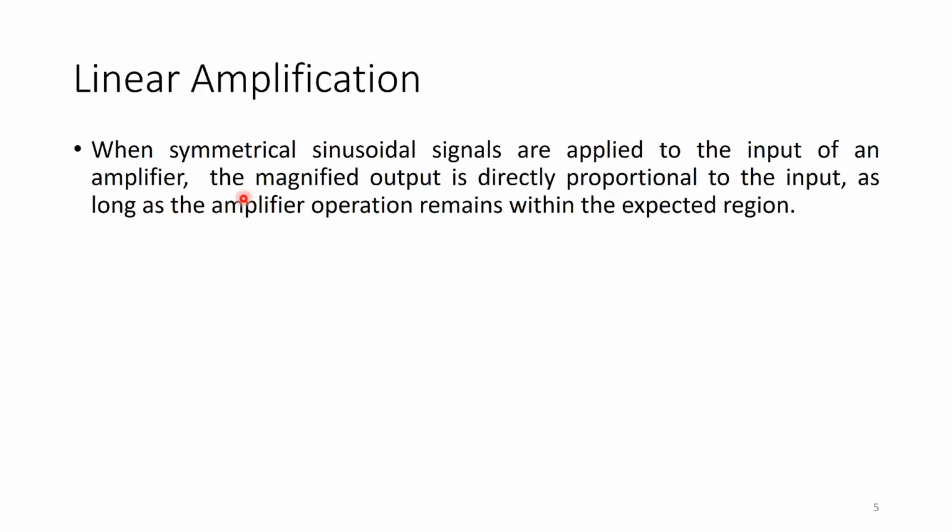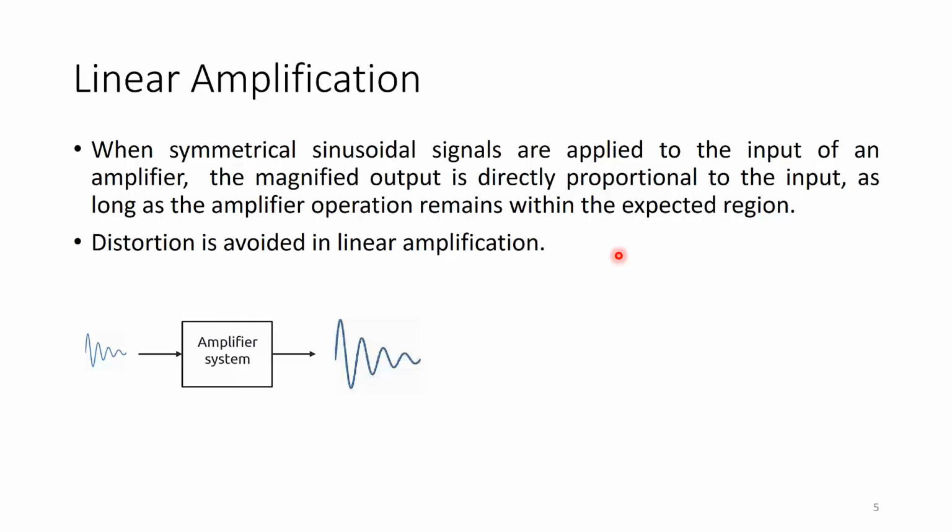Just a little bit more on linear amplification. When symmetrical sinusoidal signals are applied to the input of an amplifier, the magnified output that we said earlier should be directly proportional to the input. It will be directly proportional as long as the amplifier operation remains within the expected region. So distortion is avoided in linear amplification.